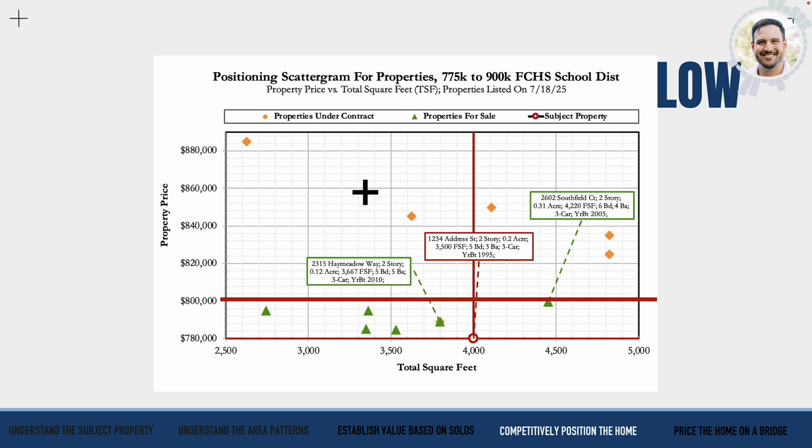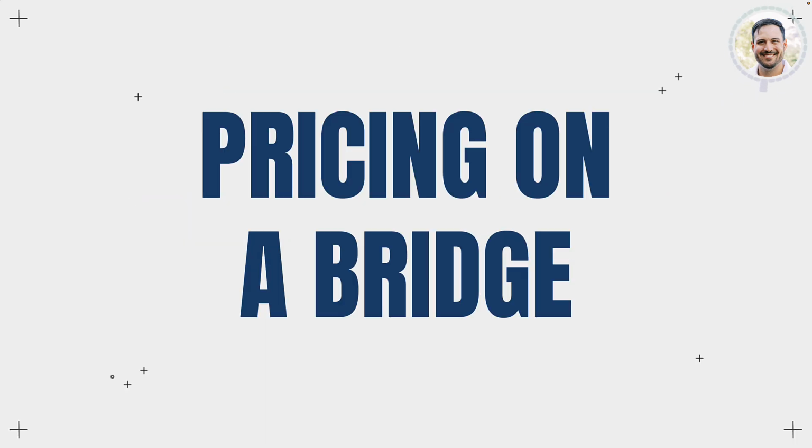Those kind of move into that advantage position. So we're really making sure we're tied second in this case as far as value goes. Plus that 800,000 has the added bonus of accomplishing our last task, which really means the pricing on a bridge.